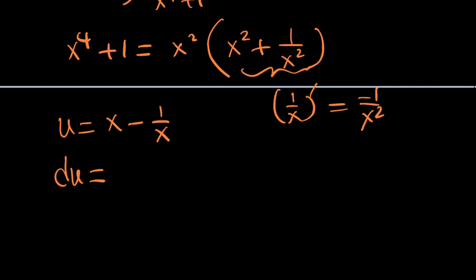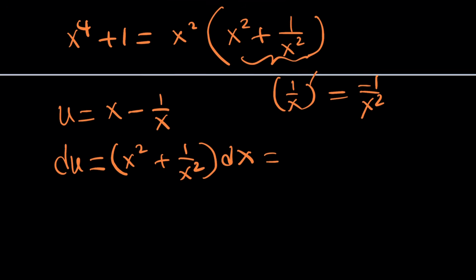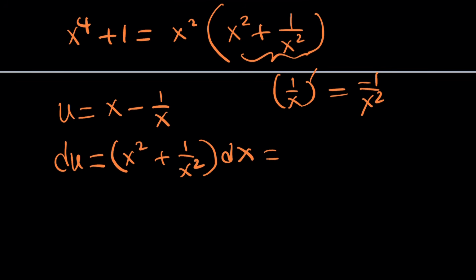When you differentiate this, you're going to get x squared plus 1 over x squared with a dx, of course. And now this will work very nicely. Oops, I messed up. The derivative of x is 1, so it's going to give you 1 plus 1 over x squared, not x squared plus 1 over x squared. So I was wrong when I said it's going to give you this when you differentiate. It's going to give you 1 plus that, but this is what's going to help us.